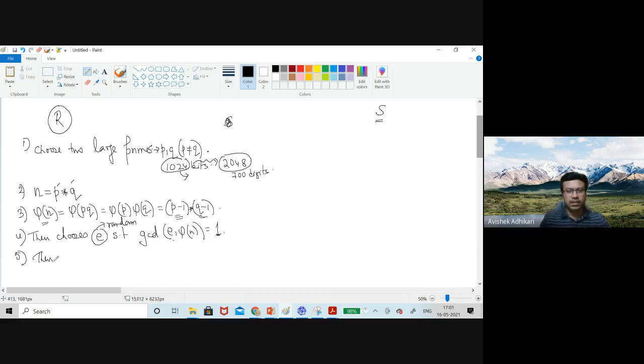Then she finds d such that ed is congruent to 1 mod phi of n.